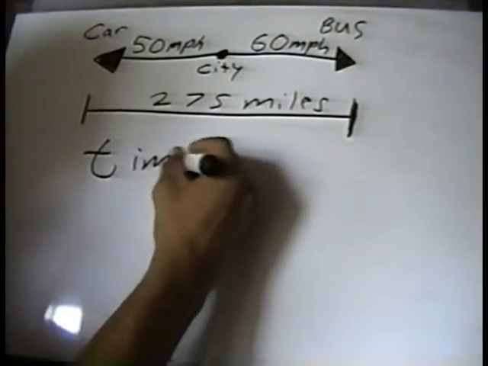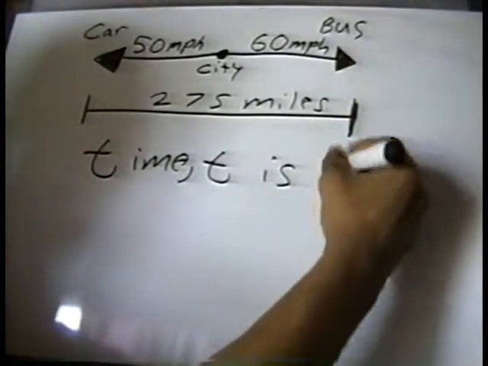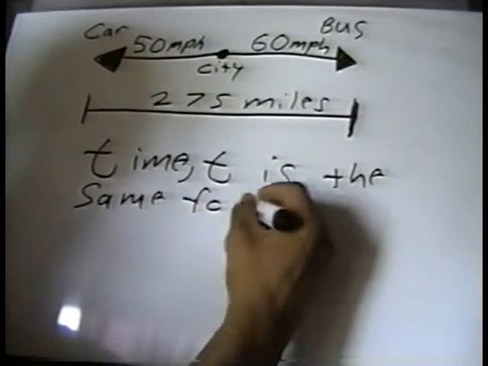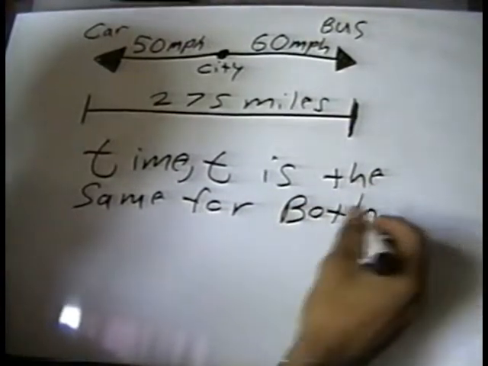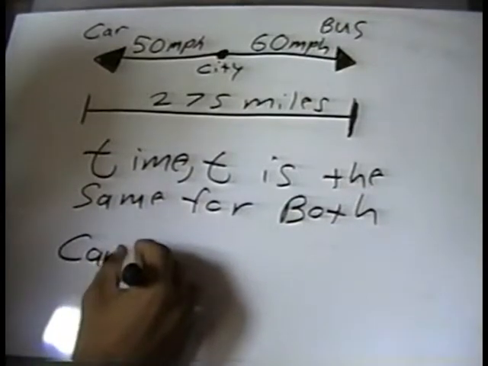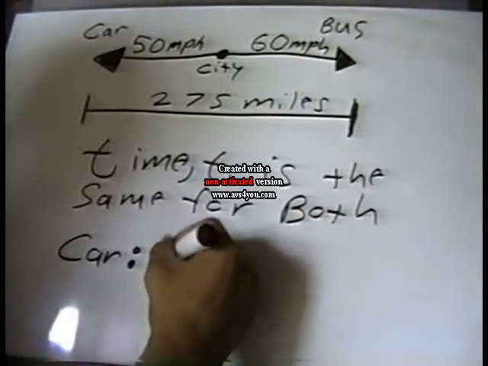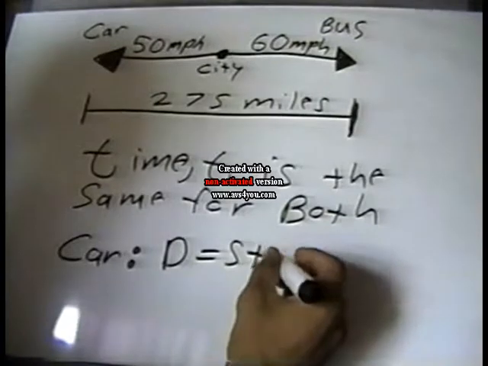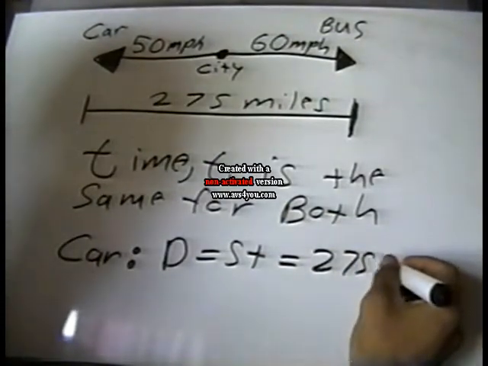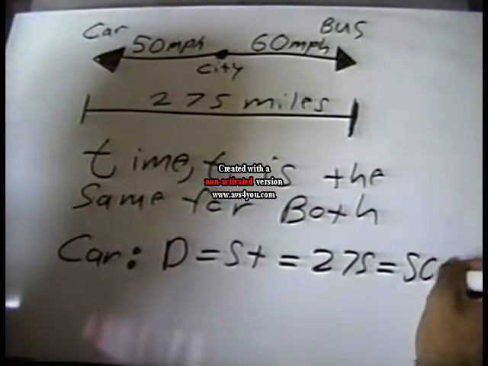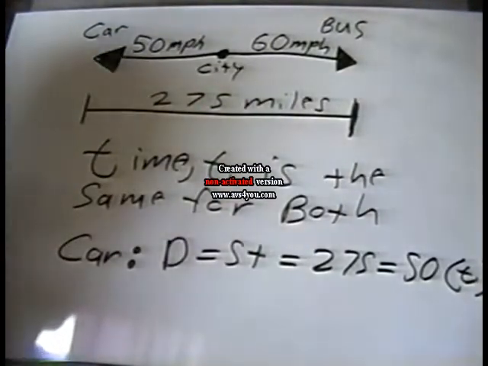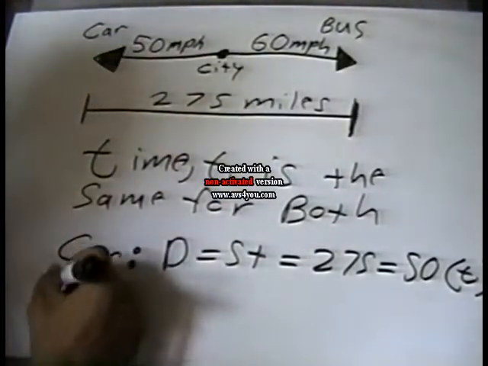So now to find at what time, the time is something that's the same for both. We're being asked to find how many hours. The time component is the same for both. Okay? Time, T, is the same for both the car and the truck.